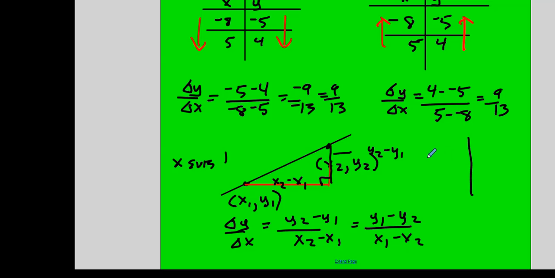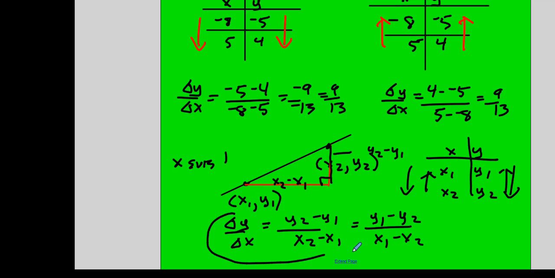So in general, a slope table might look like this. This is x sub 1, y sub 1, x sub 2, y sub 2. If I subtract this way, I get this formula, y sub 2 minus y sub 1 over x sub 2 minus x sub 1. Or if I went down the other way, I have to be consistent going down in both things here. That would be y sub 1 minus y sub 2 over x sub 1 minus x sub 2. So this is the general formula for slope, which is actually what we just did with these 2 examples here.